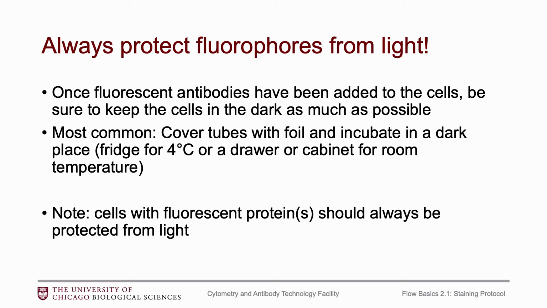And then another note to keep in mind about this is if your cells themselves have fluorescent proteins, then that means that they should always be protected with some foil. Otherwise, if you don't have fluorescent proteins, then you only have to worry about this once you add your antibodies to your samples.